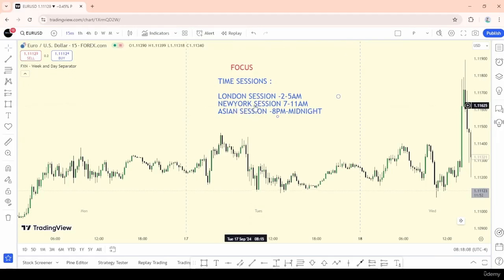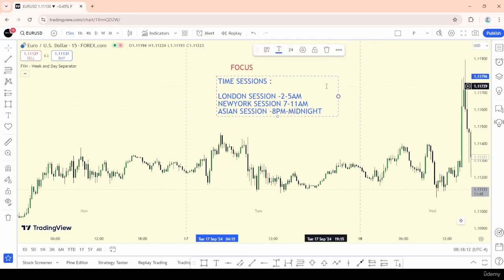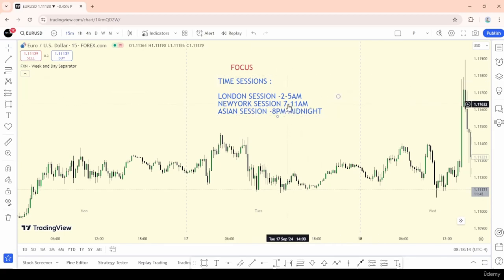The second one is the New York session. The New York session occurs between 7 a.m. to 8 a.m. Between this time, the market may retrace back into the London session to provide opportunity for further movement, or we may also get a reversal away from what the London session was doing.